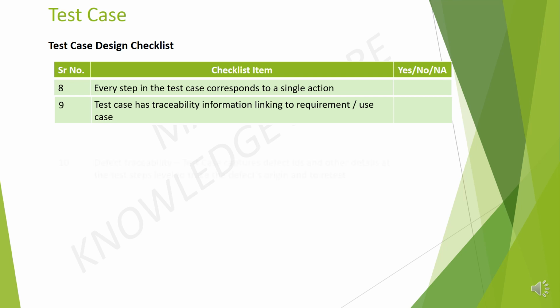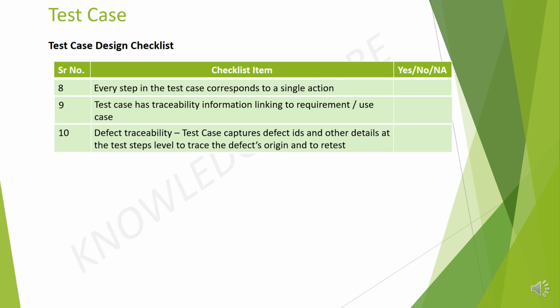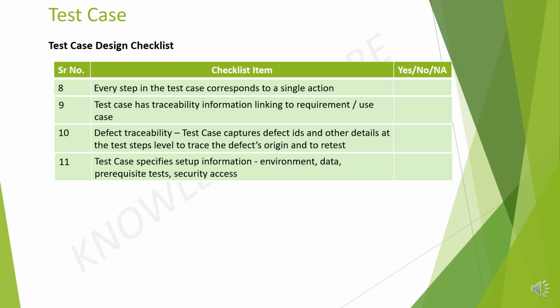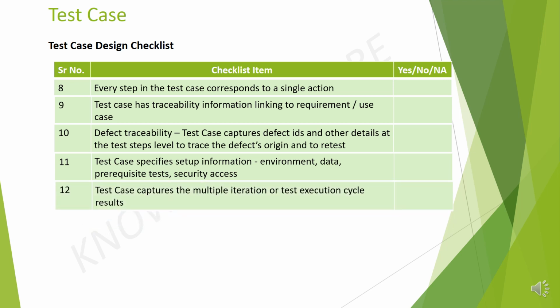Item number 10, defect traceability. Test case captures defect IDs and other details at the test step level to trace the defect origin and to retest. Item number 11, test case specifies setup information like environment, data, prerequisite test, security access, etc. Item number 12, test case captures the multiple iteration or test execution cycle results.